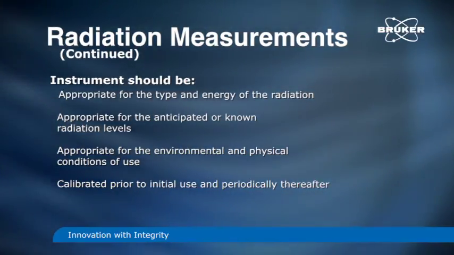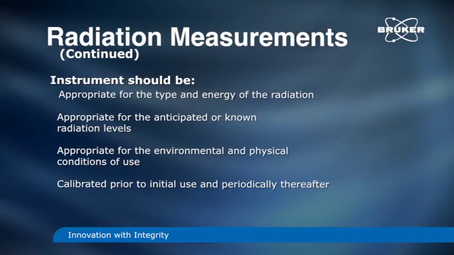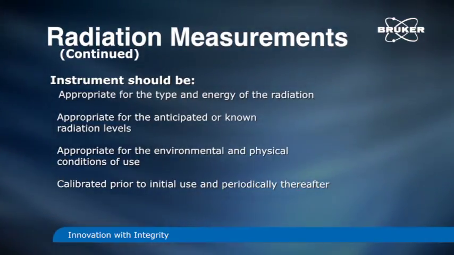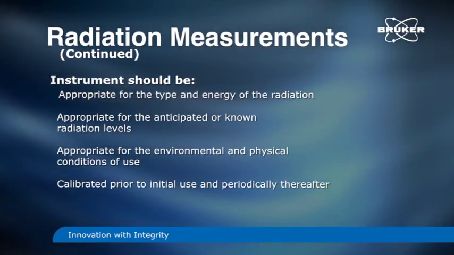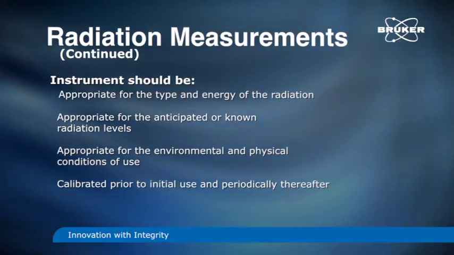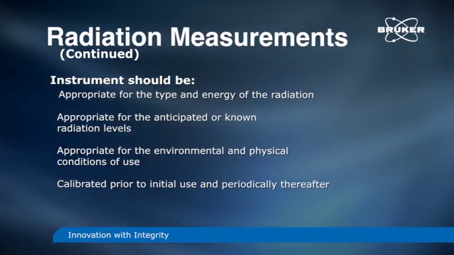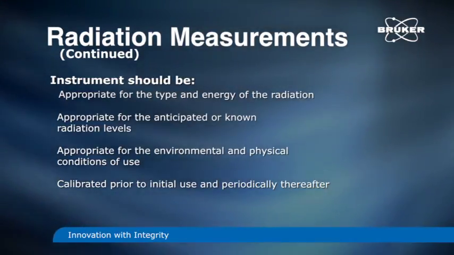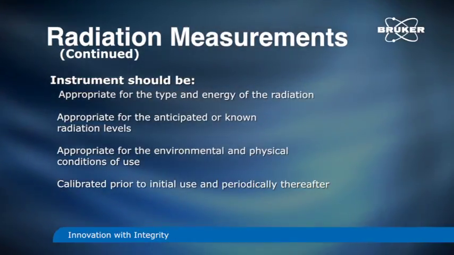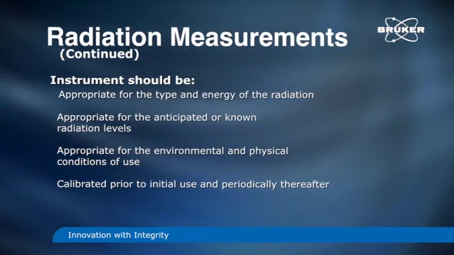Radiation instruments must be sensitive enough to detect radiation doses on the order of millirem per hour or microrem per hour. Some survey meters are more appropriate for laboratory use versus outdoor operations, where components may be damaged. Radiation instruments should be calibrated prior to the initial use and periodically thereafter.